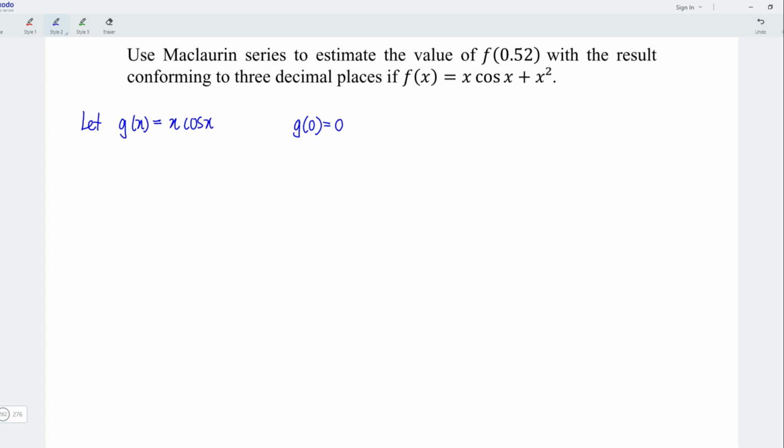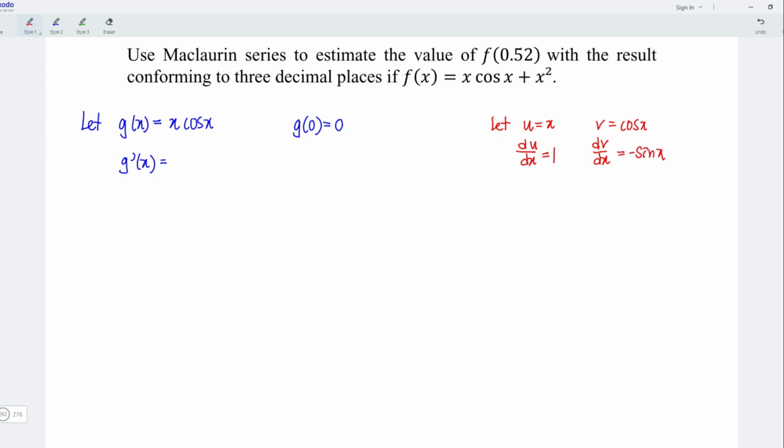Let's differentiate the function with respect to x. Since it is a product of two functions, let's apply the product rule. If you are not familiar with product rule, let's do it step by step. We can let u be equal to x while v be equal to cos x. Determine their derivatives. When we differentiate u with respect to x, we obtain 1. Differentiate v with respect to x, we obtain negative sine x.